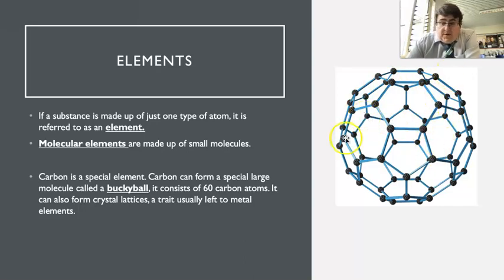Now, this is really important in medicine. We can use this for drug delivery because it's hollow inside, it's just got carbon on the outside. We can actually put medicines inside the buckyball. It's really small because it's only 60 carbon atoms. Put something inside there and then move that into the body in like a transport system. But carbon can also form crystal lattices, which is something that normally only happens in metal elements. So carbon's really special in those aspects.